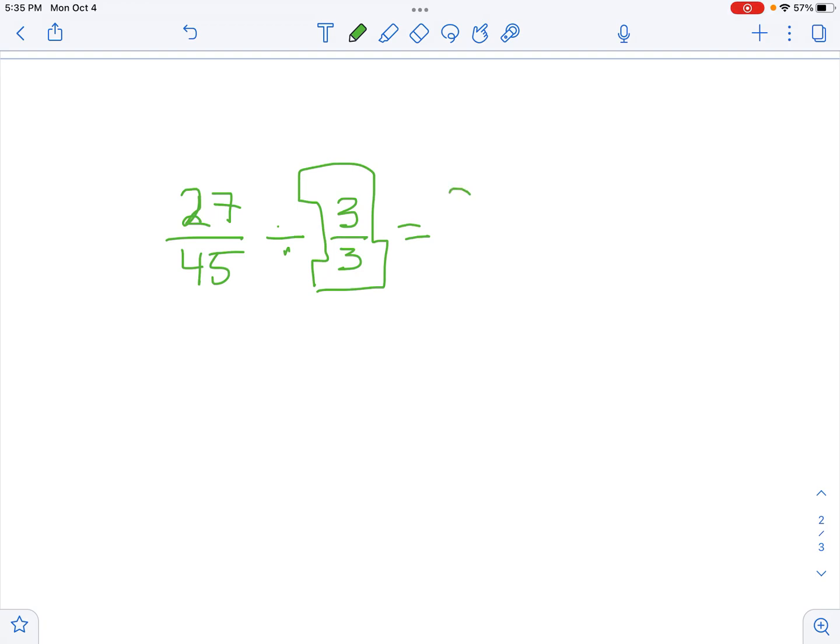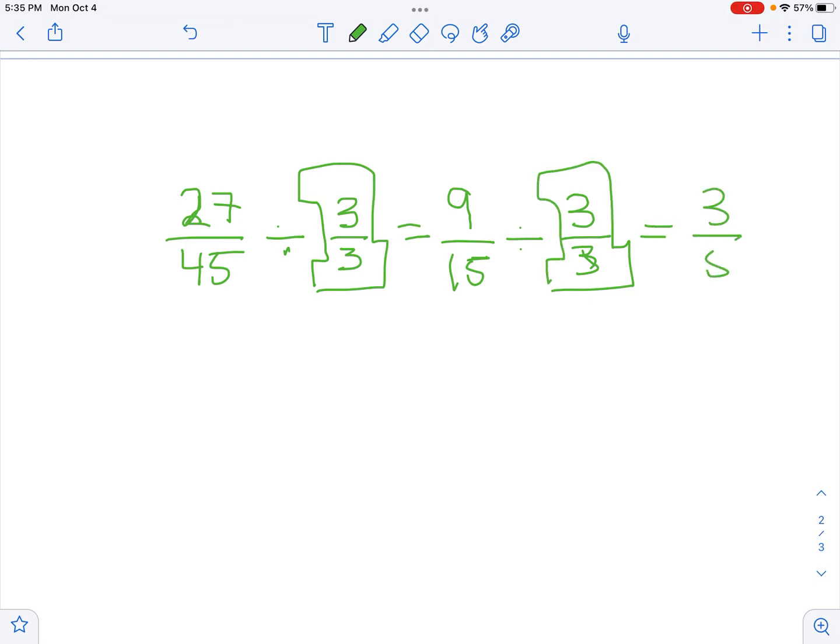So 27 divided by 3 is 9. 45 divided by 3, let's see, is 15, right? 15 times 2 is 30, plus another 15 is 45. So this is 15. And you might notice that, once again, we can divide both 9 and 15 by 3. So we're going to do another step, because there's still another common factor, 3 over 3. Draw the form of 1, and we get 3 over 5. So the reduced or simplified form of 27 over 45 is 3 over 5.